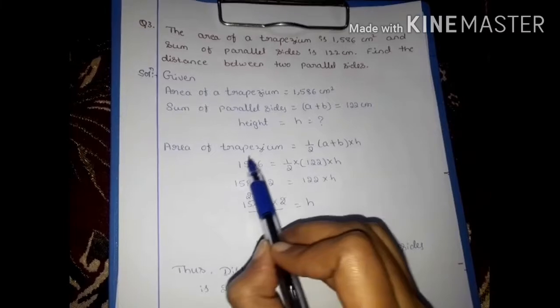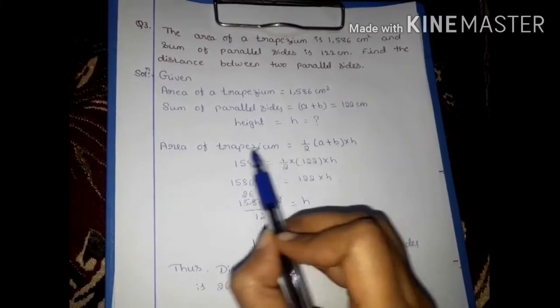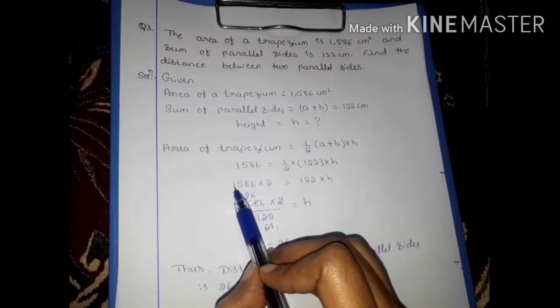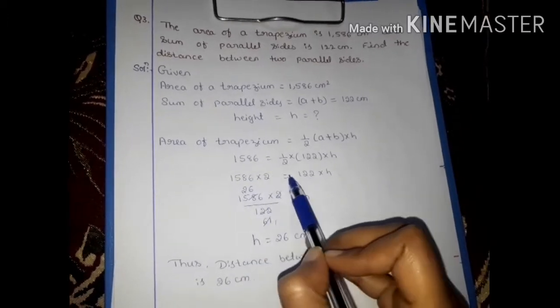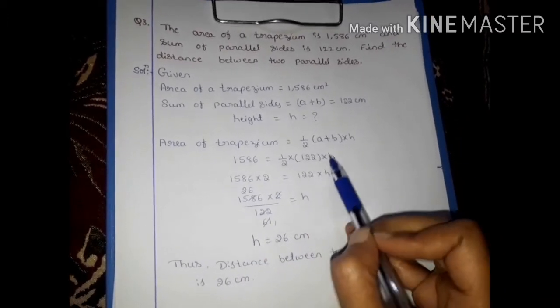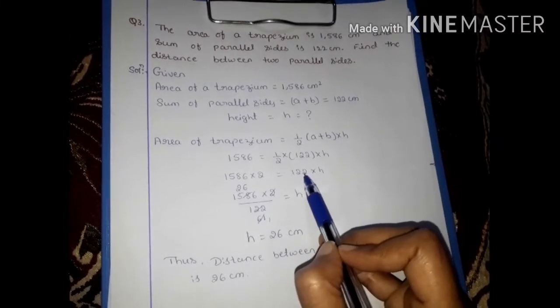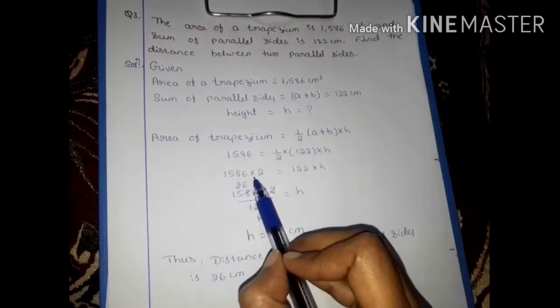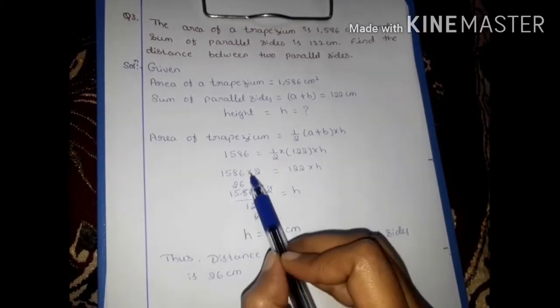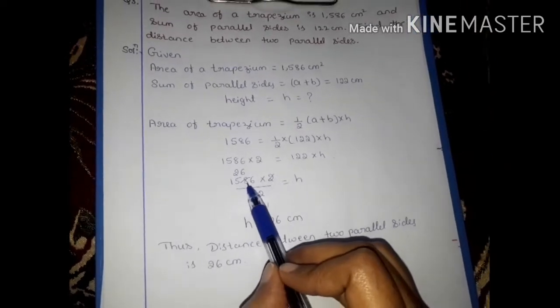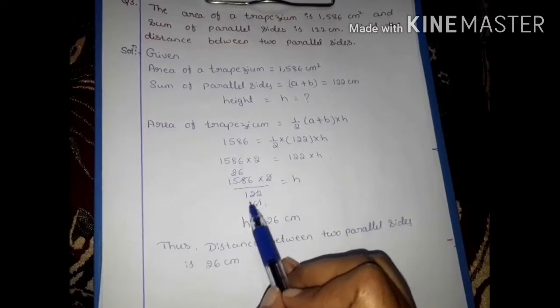Here remaining steps calculation. Take the 2 to the LHS side; here it is divided, when you take it to the LHS side it is going to multiply. 1586 into 2 is equal to 122 into H, keep as it is. Don't multiply here. Next step, take 122 to the LHS side; here it is multiplied, when you take it to the LHS side it is going to divide. 1586 into 2 divided by 122.